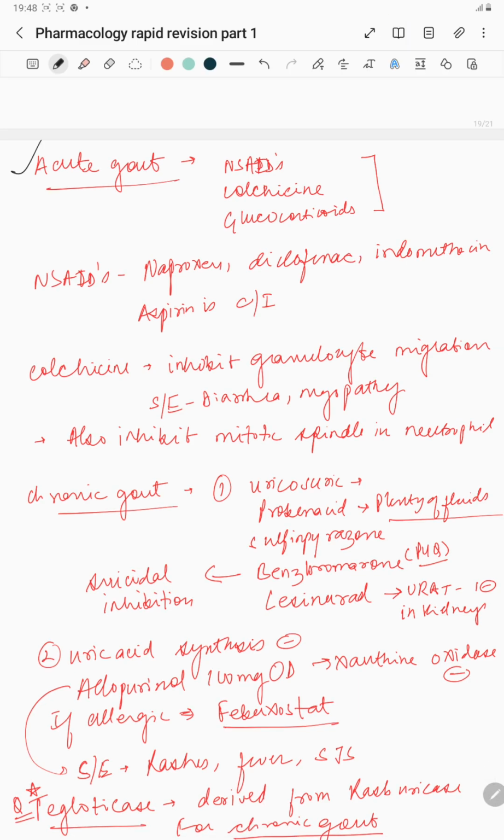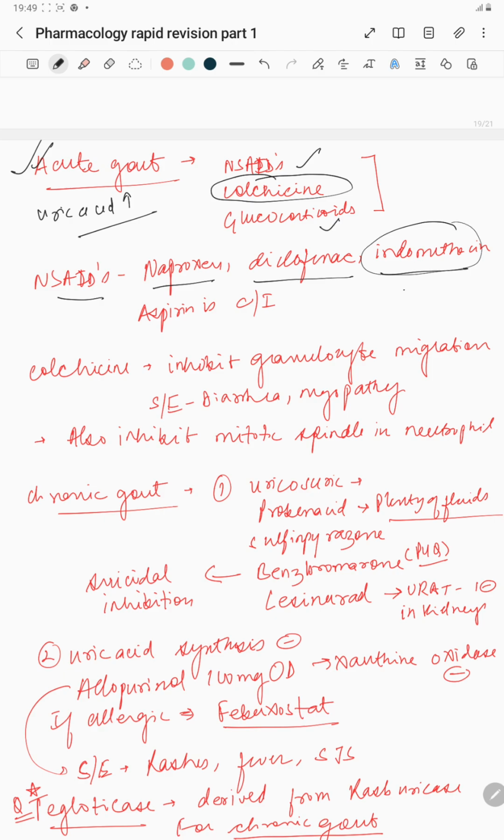Now we'll talk about acute gout and chronic gout. In acute gout, initially the uric acid may be elevated, and in some patients it is also seen that uric acid may be normal in an acute gout patient. So three classes of drugs are used. Initially we use NSAIDs, followed by glucocorticoids, intra-articular injections, and later on the final drug is colchicine. NSAIDs which are used in an acute gout patient are naproxen, diclofenac, indomethacin. Most commonly used is indomethacin. Aspirin is contraindicated because it causes hyperuricemia.